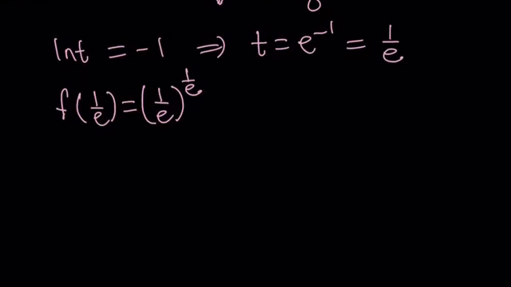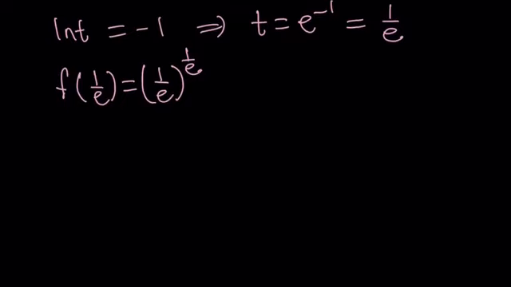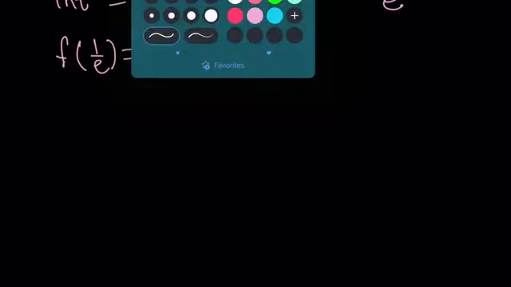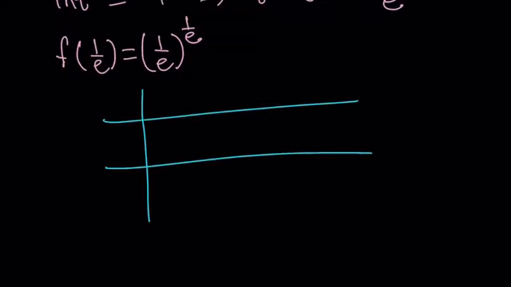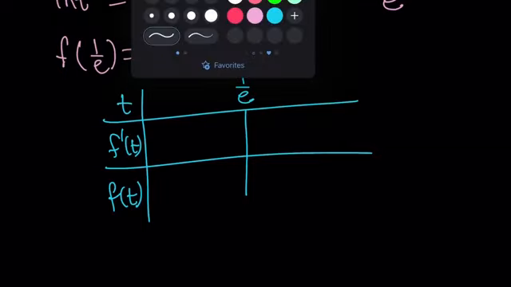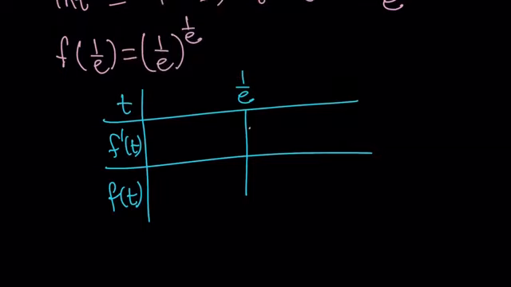What am I going to do next? I'm going to make a table, like I said earlier. Let's go ahead and make a table. So our table is going to look like this. We're going to have t, we're going to have f prime of t, and we're going to have f of t. And our critical value here is 1 over e, which makes the first derivative equal to 0. Now we kind of have to find out what happens to the right and to the left of 1 over e for t values.